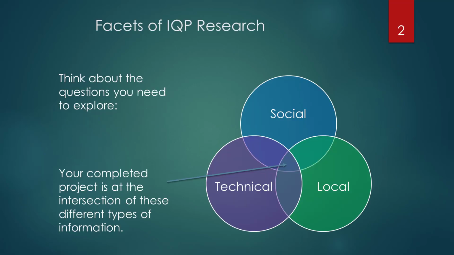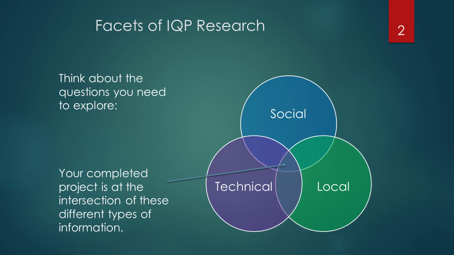When thinking about your IQP, it can be helpful to break your project into different facets. For example, you may look for research that addresses the social aspects of your project, research that addresses the technical aspects, and research that addresses the local aspects. The way you choose to break down your project may look a little different from what is shown here. The important thing to remember is that you are unlikely to find research that encompasses every aspect of your project.